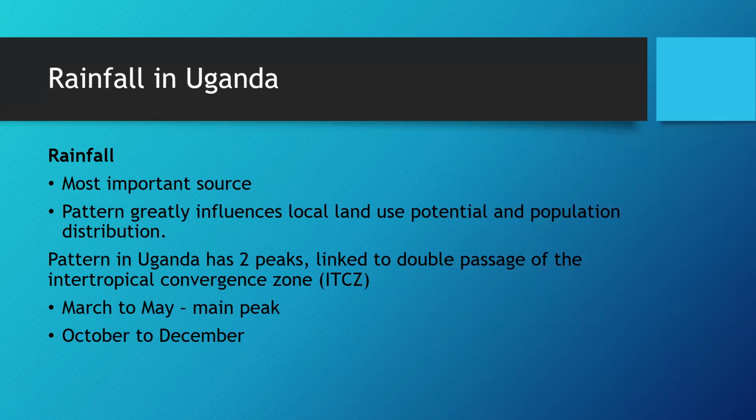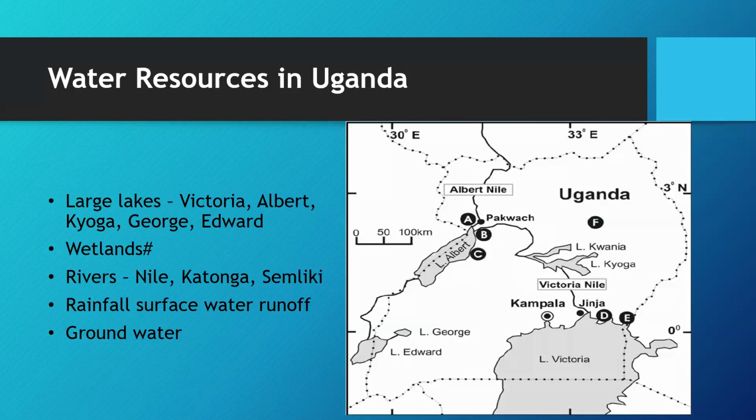Then we have the October to December pattern as well. We still expect more rain, but sometimes along that time, we don't have enough rain. So these are some of the water sources we have in Uganda.